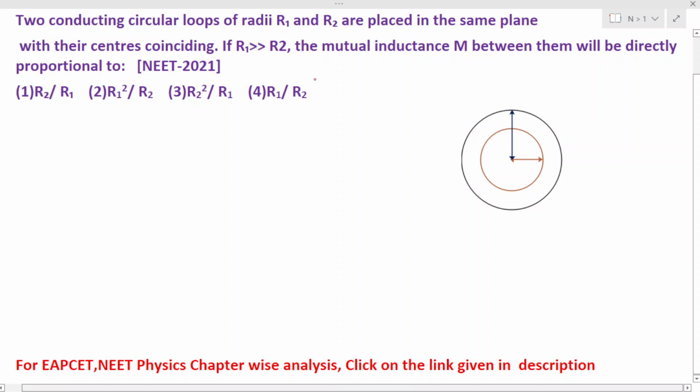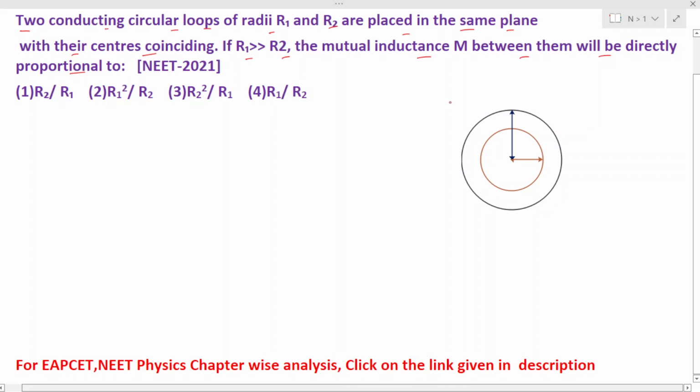Today we are going to discuss previous year NEET questions from electromagnetic induction and alternating current chapters. Okay, our first question is: two conducting circular loops of radii R1 and R2 are placed in the same plane with their centers coinciding. If R1 is greater than R2, the mutual inductance between them will be directly proportional to.